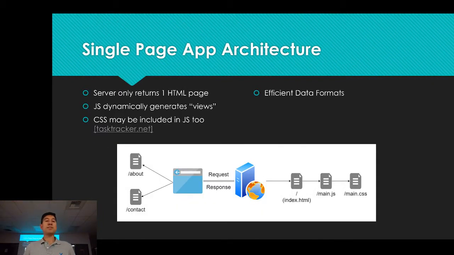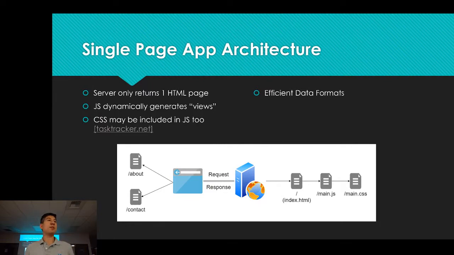A single page app gets its name because the server only returns one HTML web page. After that, it's the JavaScript that dynamically changes the UI and generates the views. One cool thing is that you can also include CSS in JavaScript; you can bundle it together. Another defining feature of a single page app is that when it's talking to the server, it typically sends an AJAX request and gets back a response, typically in JSON format. Then the browser does whatever it needs to do with that information.